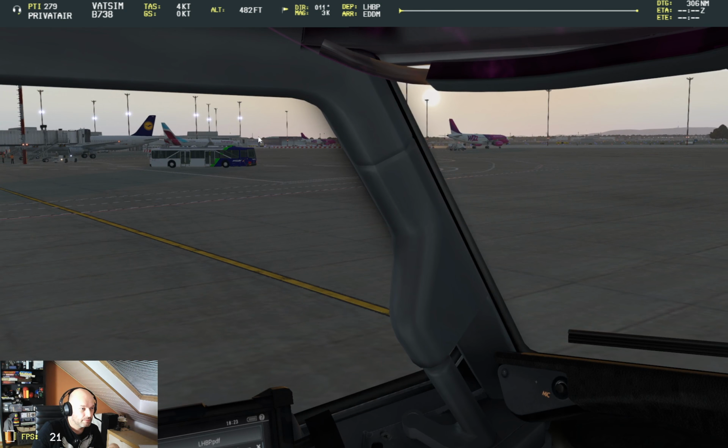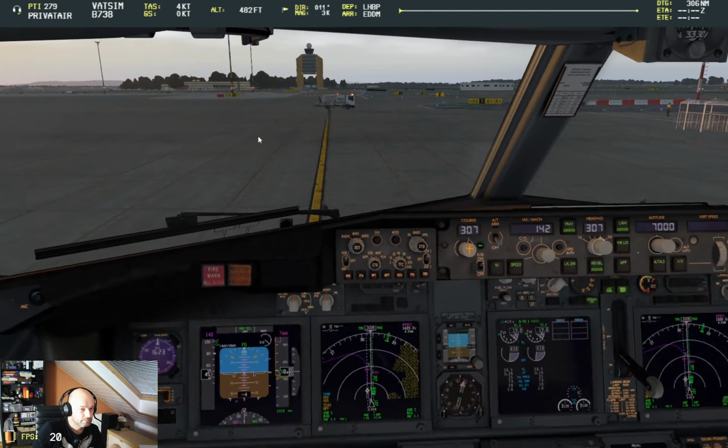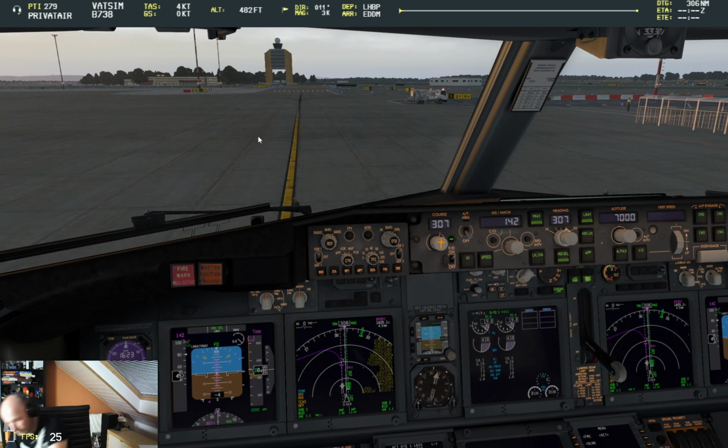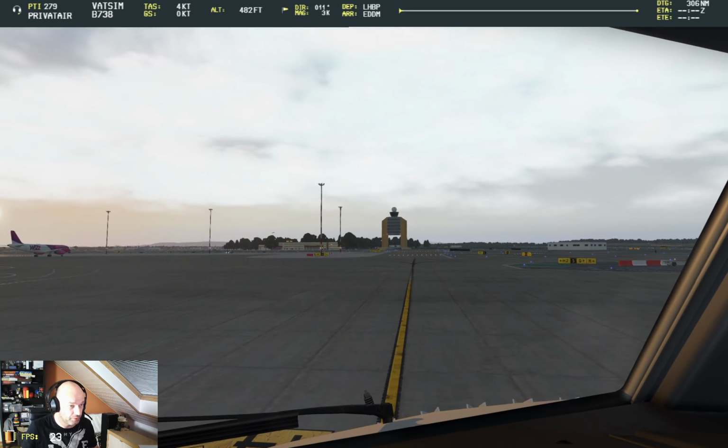Private 279, taxi to holding point Alpha 2, runway 31 left, via Hotel 2, Hotel 1 and Alpha. Taxi 31 left via Hotel 2, Hotel 1 and Alpha, Private 279er. Very good.